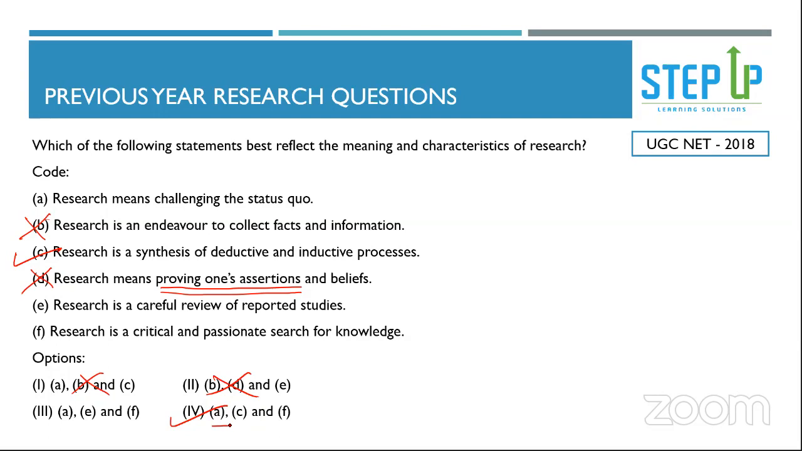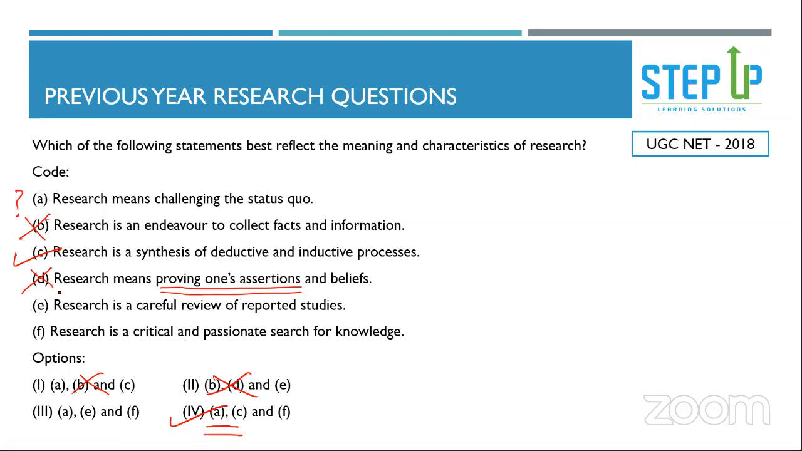It says A means challenging status quo. Yeah, that was what it is about, right? New knowledge, right? You are finding some information about a topic which nobody knows. People know that topic, but they know something else. But I'm finding some new information. I'm challenging the status quo. It's about new information, right? So therefore this can be correct, right?